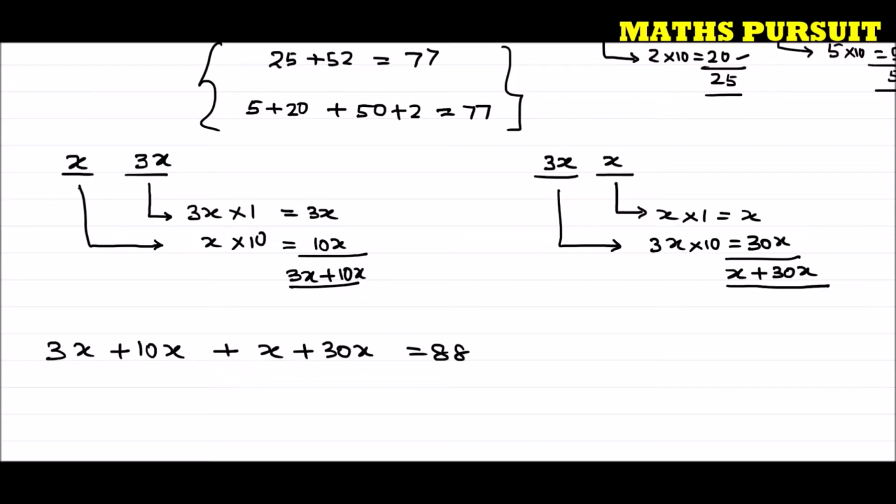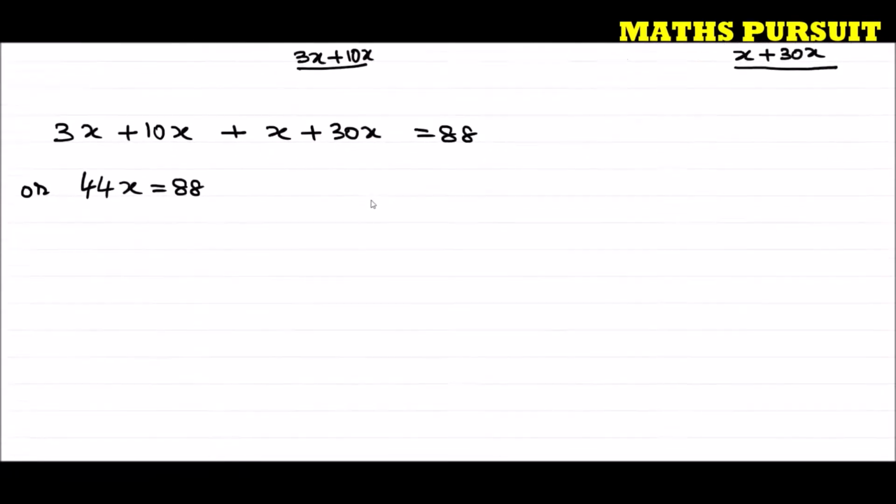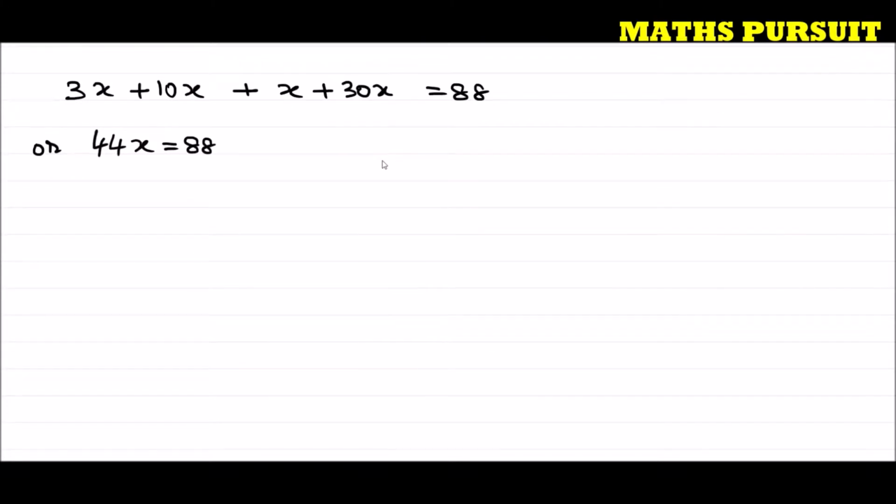Now guys, we can easily solve this equation. 3x plus 10x is 13x, since 3 plus 10 is 13. 13 plus 1 is 14, 14 plus 30 is 44. So what are we getting now? We are getting 44x is equal to 88. Hope you are understanding this. Now it becomes easy to solve this one. So we got 44x is equal to 88.